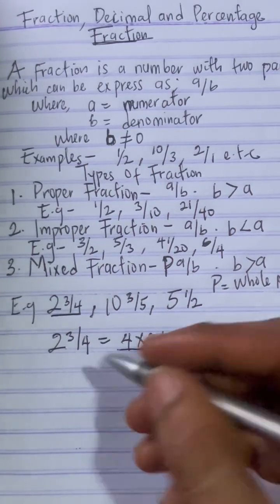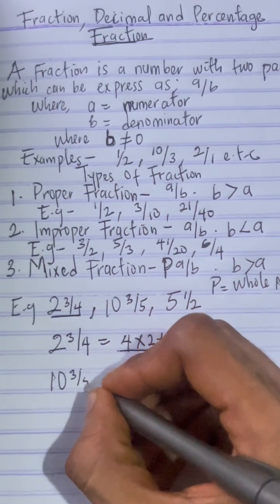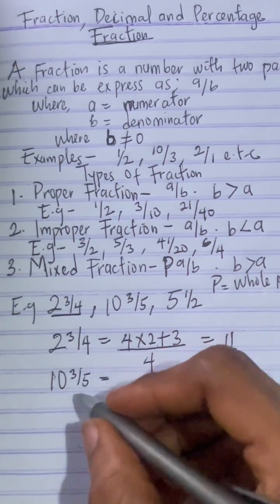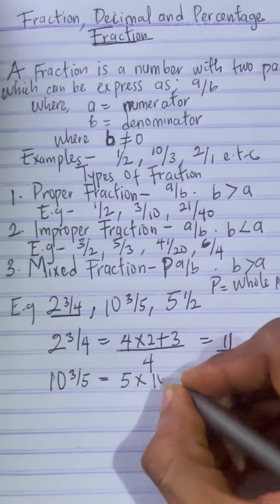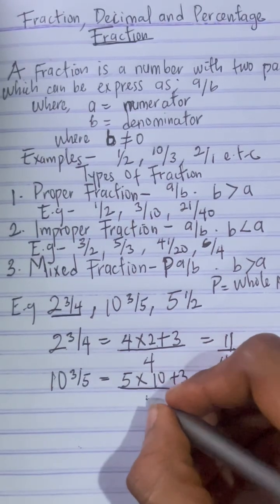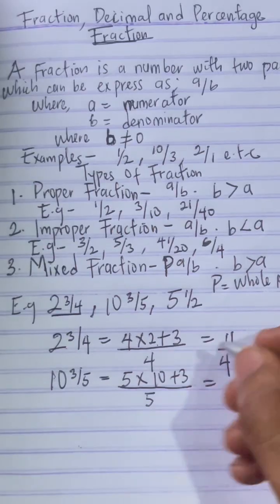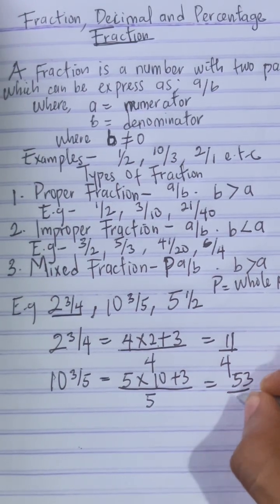All right, let's do the second example. We have the 10 whole number 3 over 5. How do I convert this to improper fraction? I'll do what? 5 times 10 plus 3 over 5. 5 times 10 is what? 50, right? 50 plus 3. That is 53 over 5.